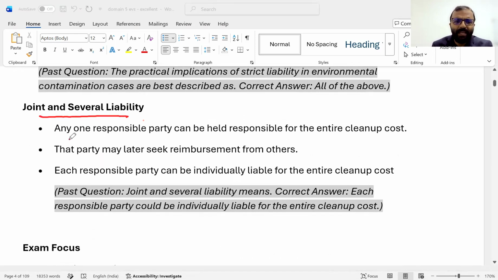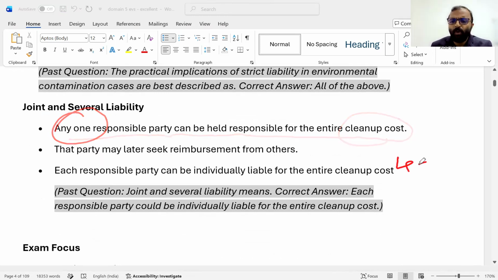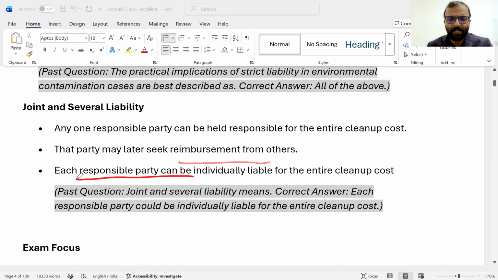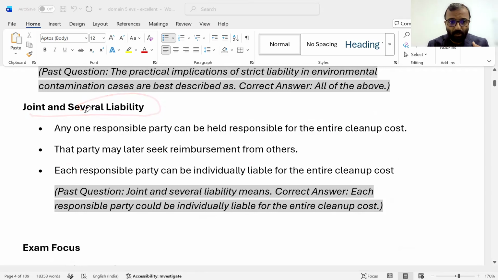Joint and several liability: any one responsible party can be held responsible for the entire cleanup cost. If there are four people who made that site bad or dumped that waste, CERCLA can tell one person to clean it. That party may later seek reimbursement from others. Each responsible party can be individually liable for the entire cleanup cost. That is joint and several liability.